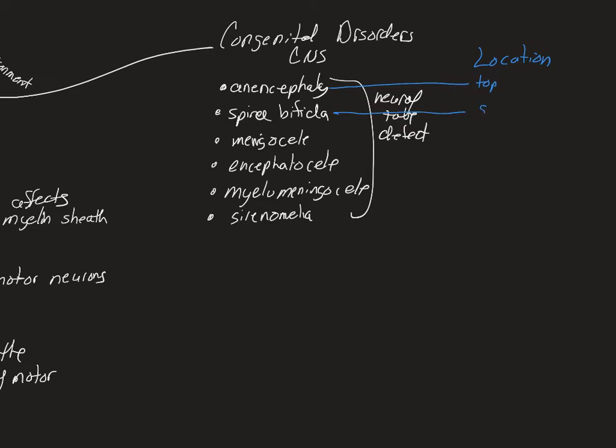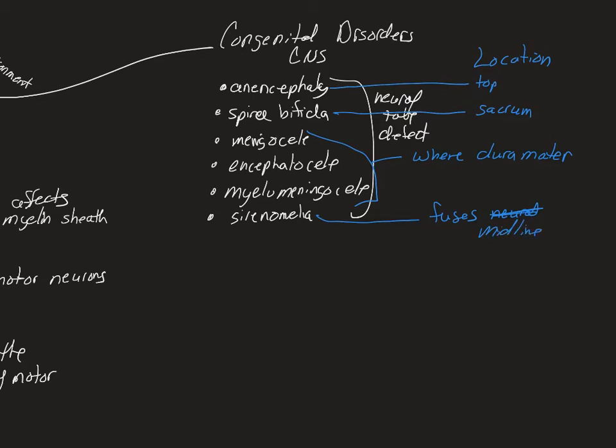This one is down in the sacrum area, okay? The meningocele, encephalocele, and myelomeningocele are basically the same thing. It's just where on the meningeal sac. So you're basically looking at the dura mater being affected on these, okay? And then serinomelia is where it fuses the neural tube. It's hard to explain. It fuses midline so that you don't have separated legs, okay?